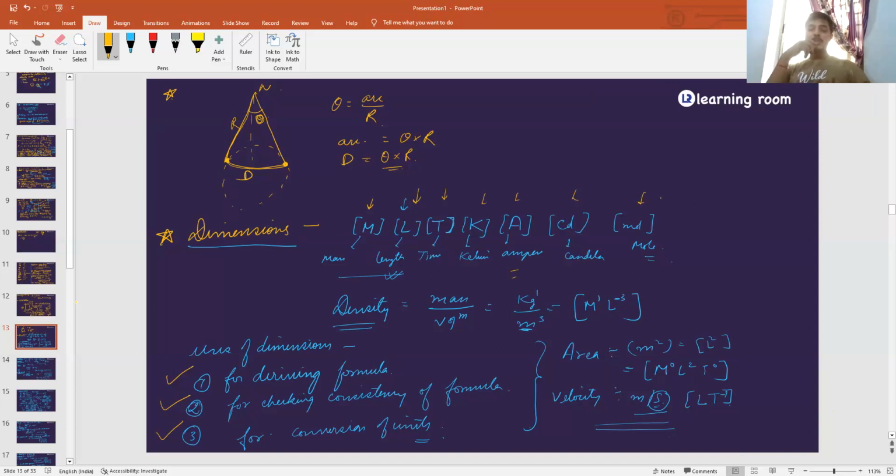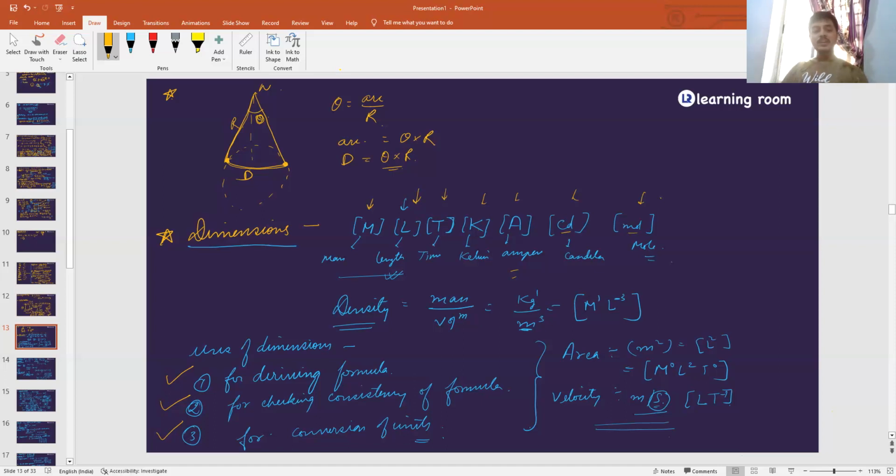So what had happened? We tended to write the fundamental quantities in terms of dimensions. Why are we writing this? What is the requirement, I'll tell later. First, you understand what we are actually doing. So mass we write M, length L, time T, Kelvin for temperature is K, and dimensions are always enclosed in square brackets. Capital letter, square brackets. Sometimes it is small only for candela and mole, right?